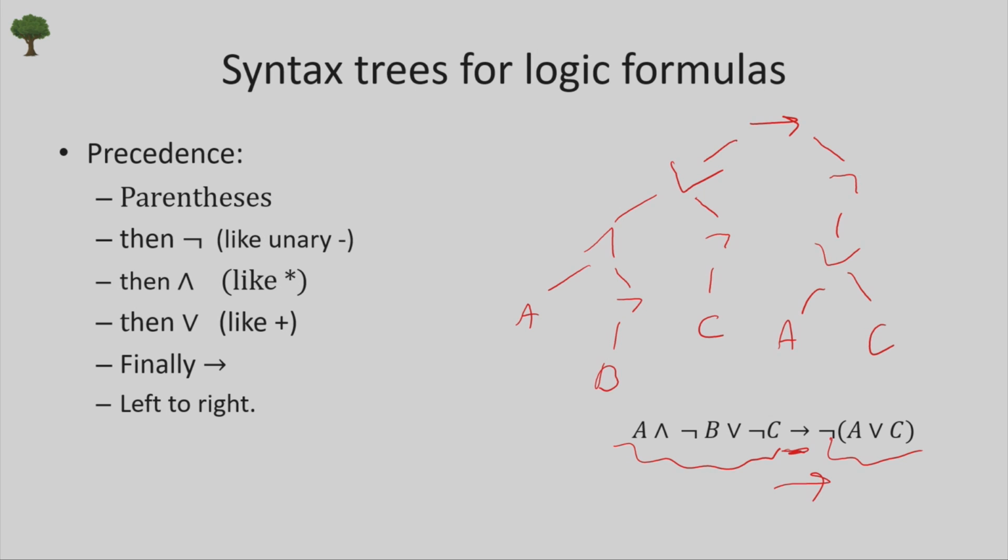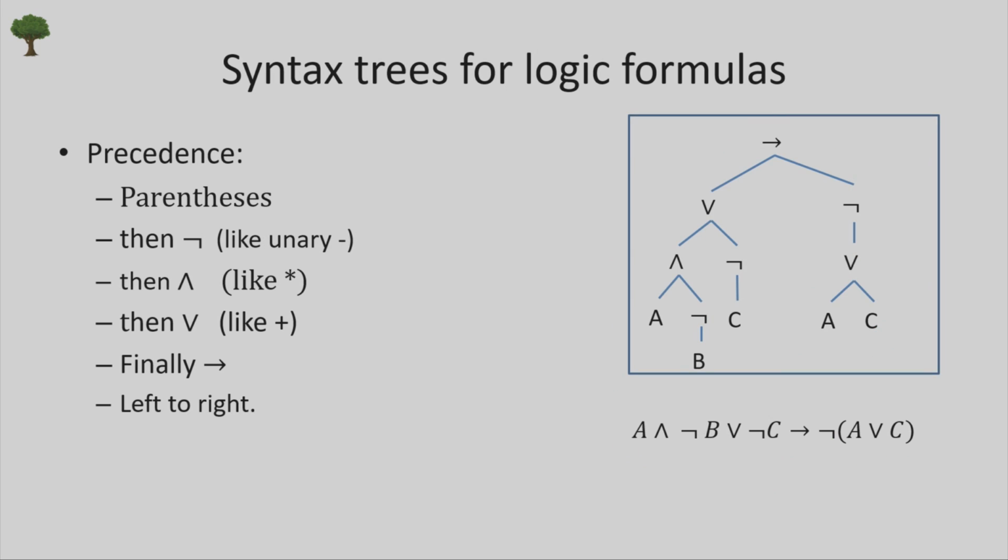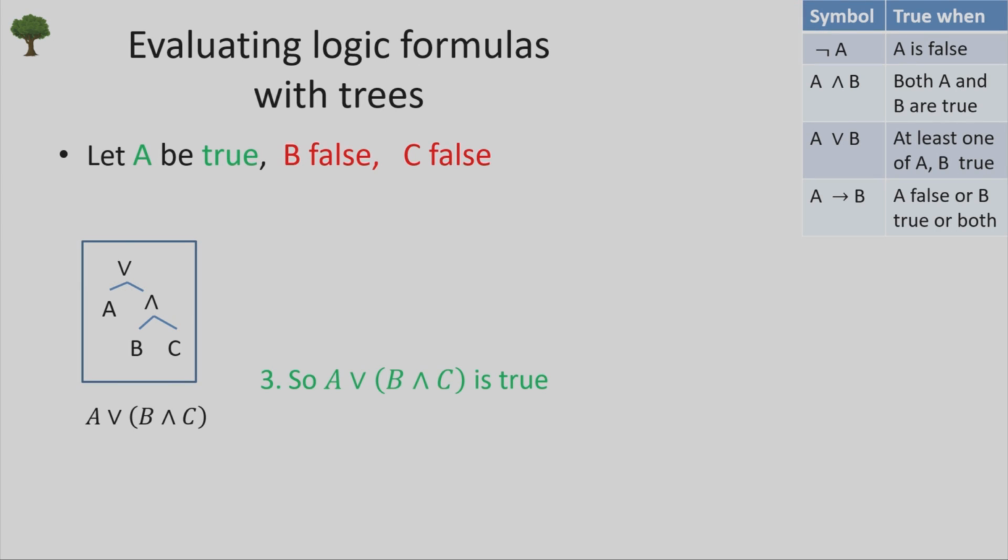C. So now we see the structure of this ugly big formula, and it tells us that in order to figure out whether this formula is true or false, first we need to figure out whether this formula on the left, the one with the OR on top, is true or false, and then the formula on the right, the one with the negation. And then you keep going. Okay, so let's try to evaluate stuff.